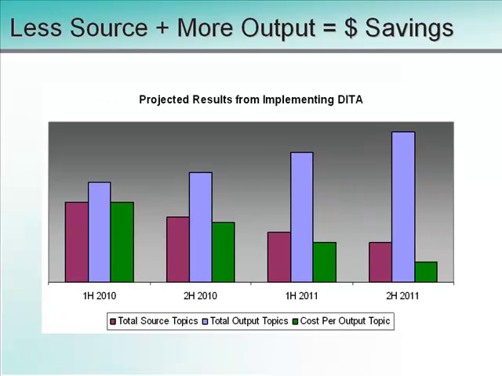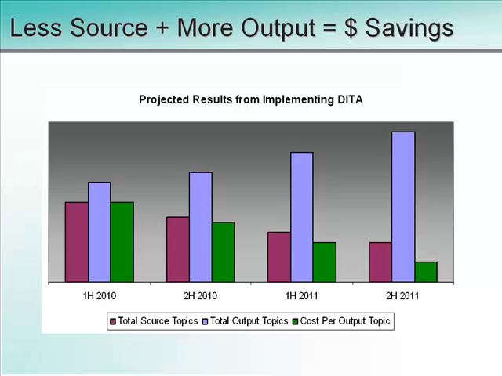Now let's look at what might happen over the same 2 years if we implement DITA. Take a look at the first half of 2010 and notice that the number of source topics, shown in purple, has dropped below the number of output topics, shown in light blue. Also notice over time that the number of source topics is decreasing while the number of output topics is increasing. Finally, notice that the cost per output topic is declining.